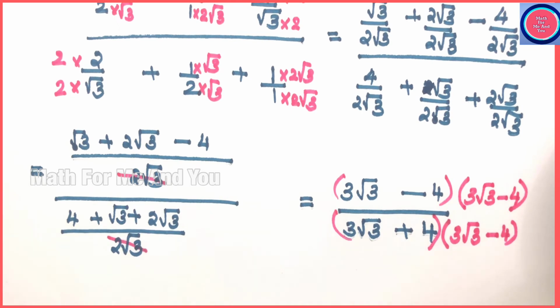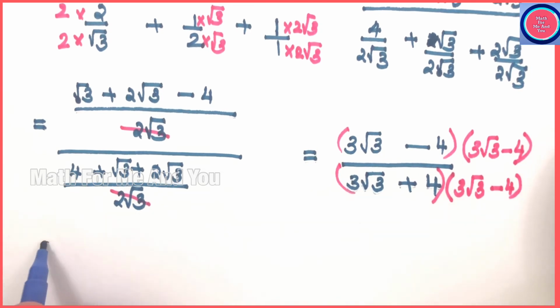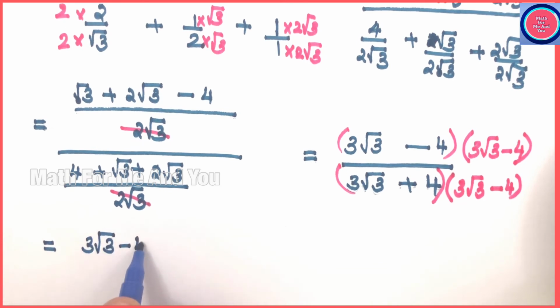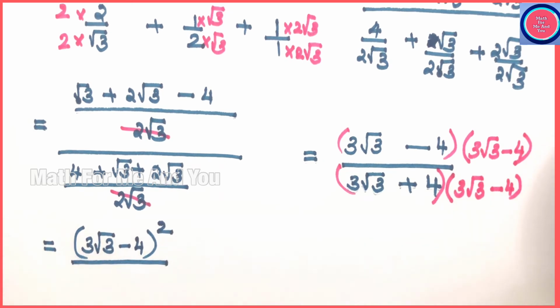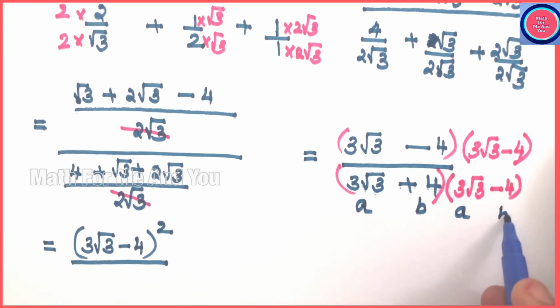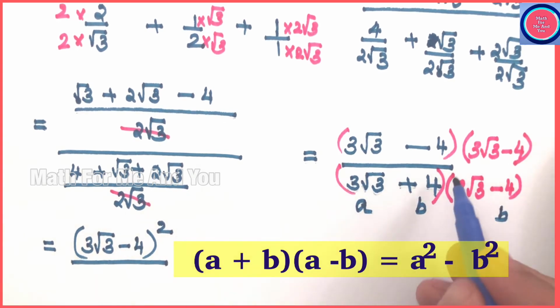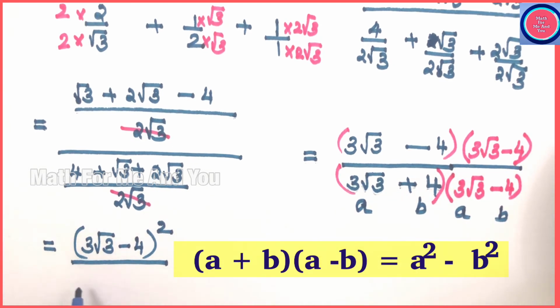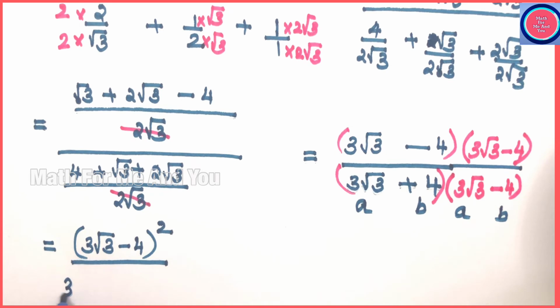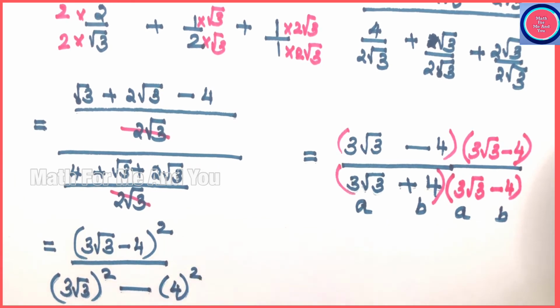Now simplify the numerator and denominator. Numerator we can see 3 root 3 minus 4 times 3 root 3 minus 4. What is the result? 3 root 3 minus 4 repeating. So we can write it is 3 root 3 minus 4 whole square. Divide by, denominator is of the form a plus b times a minus b. We have already studied that a plus b times a minus b is a square minus b square. So we can write here in place of a is 3 root 3. So it is 3 root 3 the whole square minus 4 square, because b is 4.